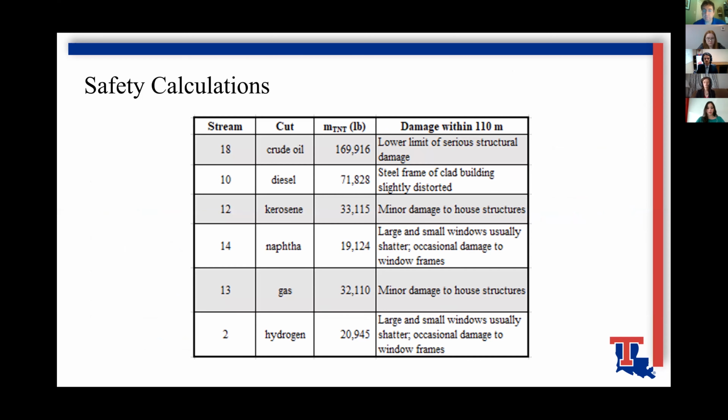We were further able to look into what would actually happen if this equivalent mass of TNT were to go off. This is damage within around a football field radius. And so you can see that we have the largest danger with the crude oil. And again, that's because of its large mass flow rate. And then we would also see resulting minor damage in structures and small and large windows as well.